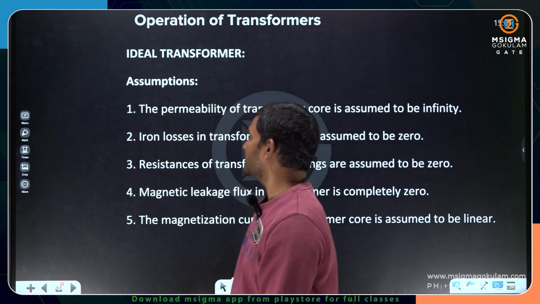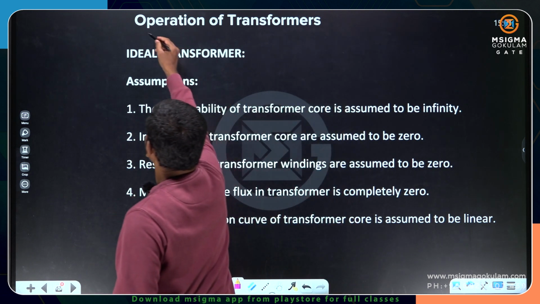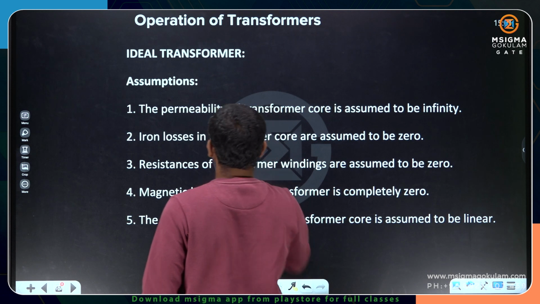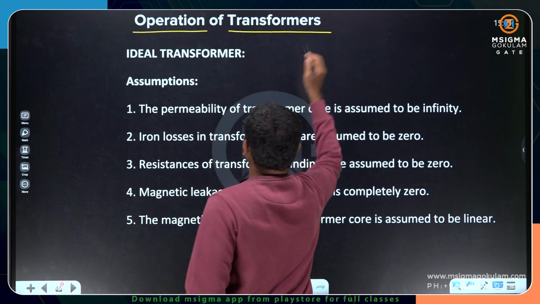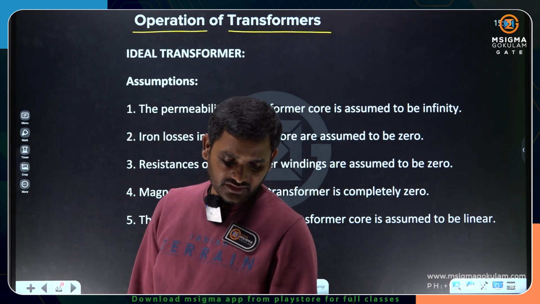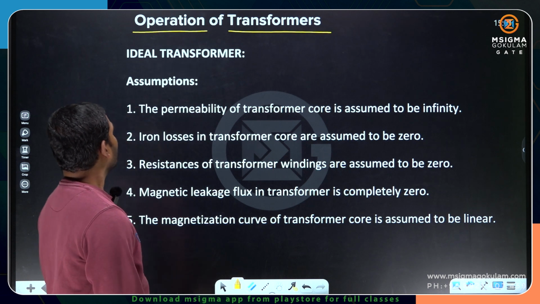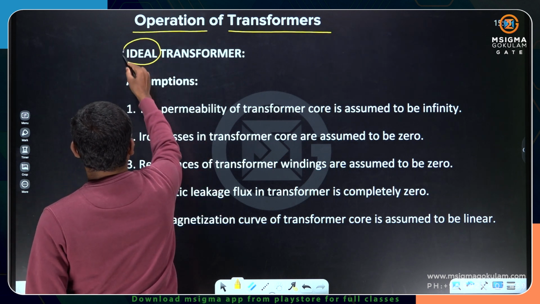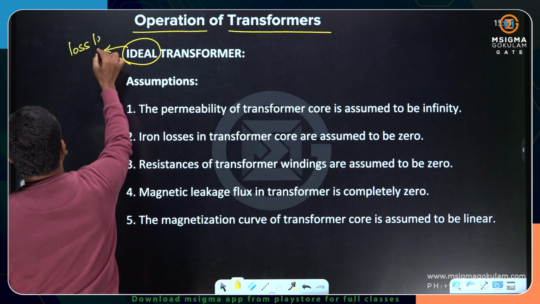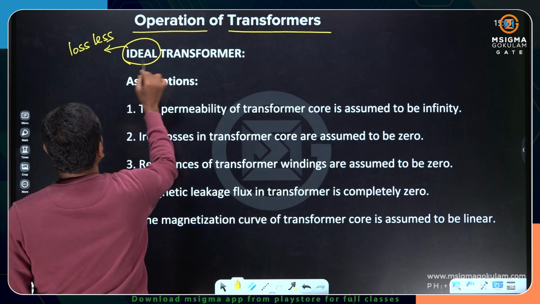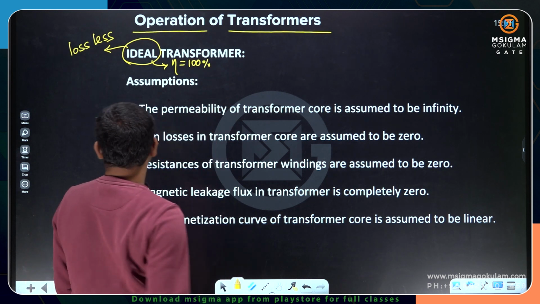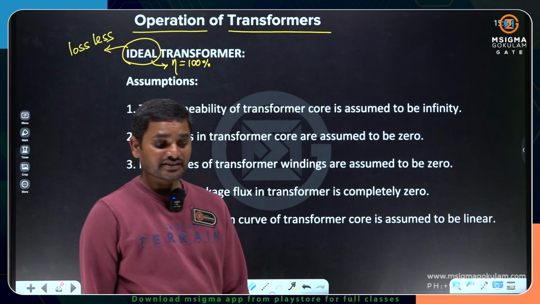Here we will be discussing the operation of the transformer. He has given it as an ideal transformer. Ideal means lossless transformer. That means efficiency is 100%. Lossless transformer, or efficiency is 100%.